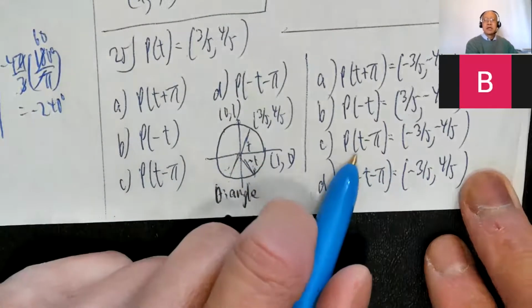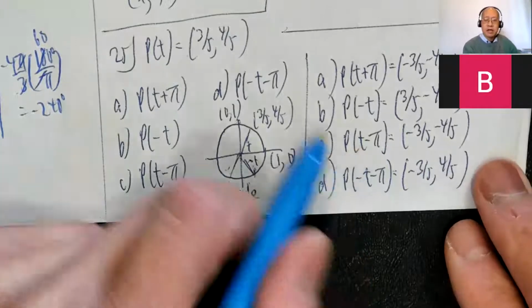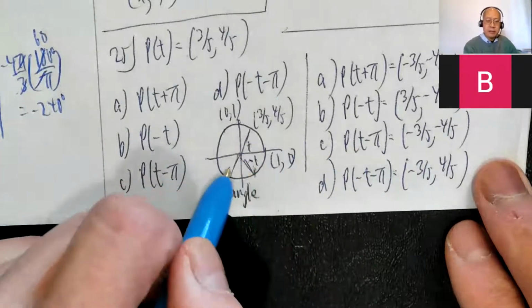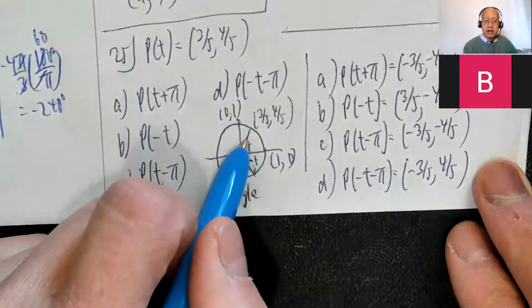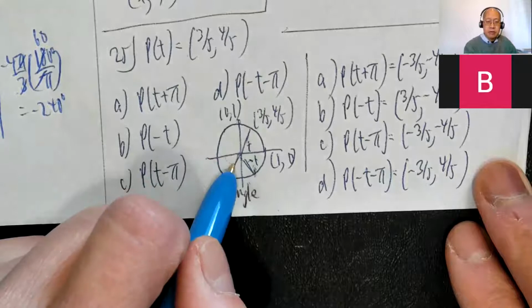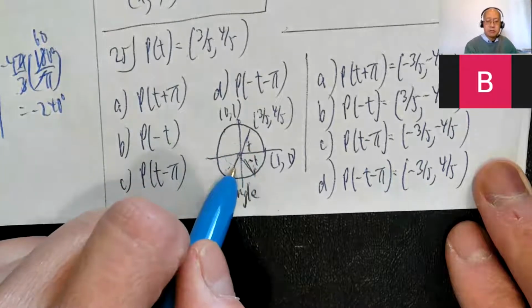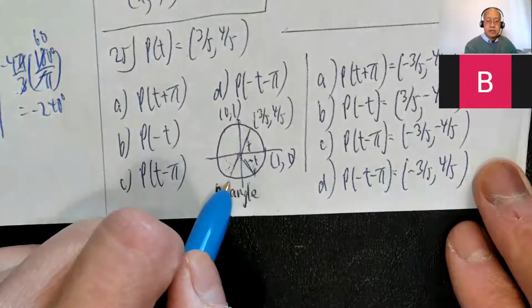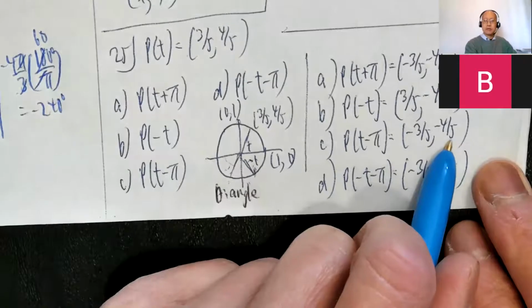C, T minus pi. Well, that means I subtract 180 degrees. Well, I land in the same spot as T plus pi, right? If I add pi, which is 180 degrees, I end up here. If I subtract pi, I still end up here. So the answer is going to be the same as A, negative 3/5, negative 4/5.